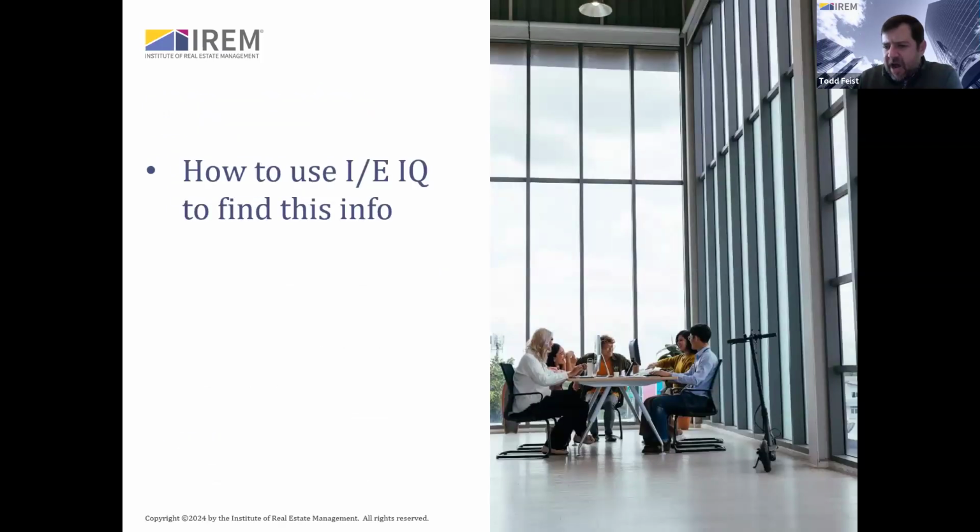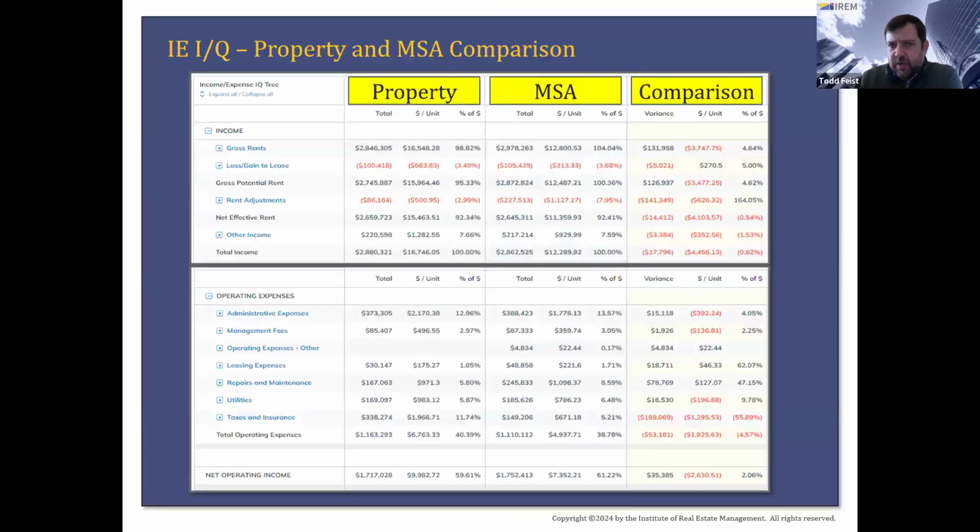And Matt, how do you do what Will was talking about in the tool? And we're going to look at the property and MSA comparison. Yeah, so there's a couple of different things, but to unpack this one particular item that Will referenced, it was looking at a property and then comparing it to a market.